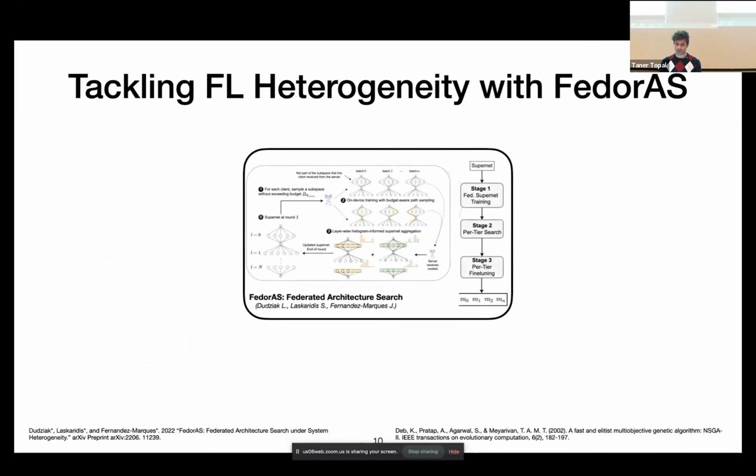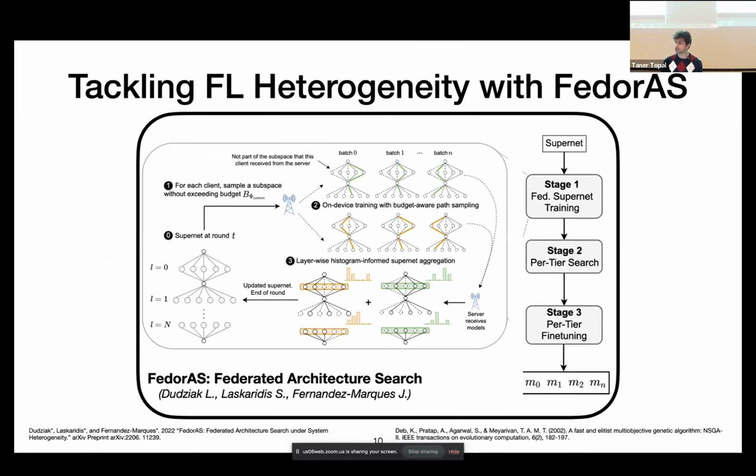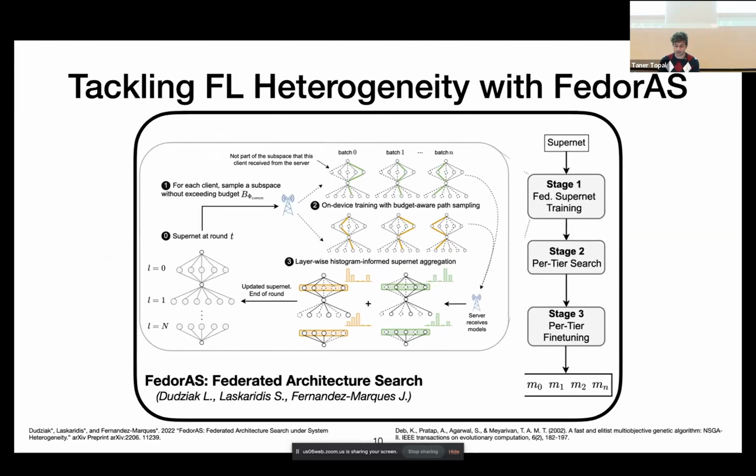So what is FedorAS? FedorAS is a three-stage process where we start with a supernet, the supernet being the search space that is the union of all paths that you might have. And this resides initially on the server side. Right, so you cannot communicate all this because that would be too large. So we effectively sample a subspace per client that is sampled to be lower than a specific threshold. And this communicated subspace is searched over each client.